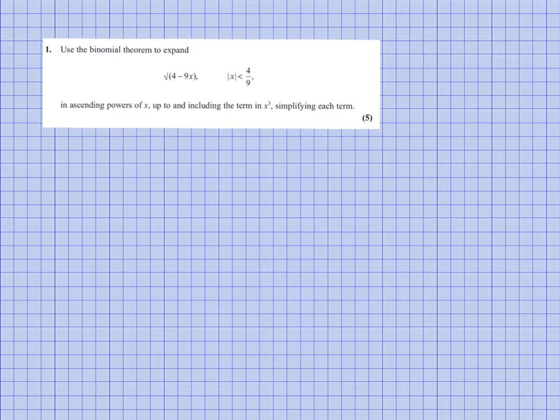So here's the next one of the expansions where we're using (a + bx)^n, where a is not equal to 1. I just want to draw your attention while we're thinking about it to this here, that the modulus of x, the range for which x is valid, the range where the expansion actually works, is mod of x is less than 4 over 9.